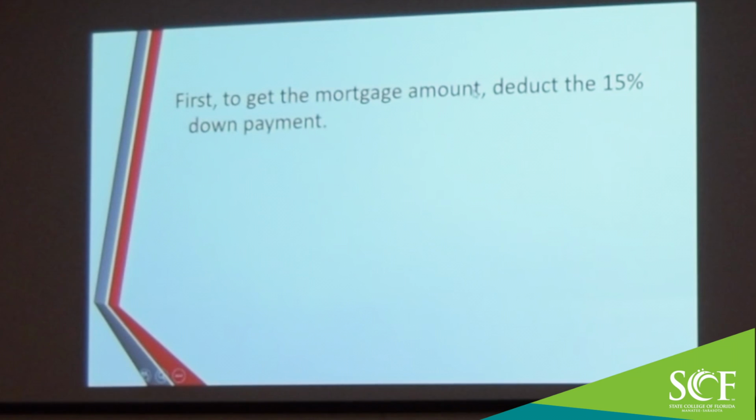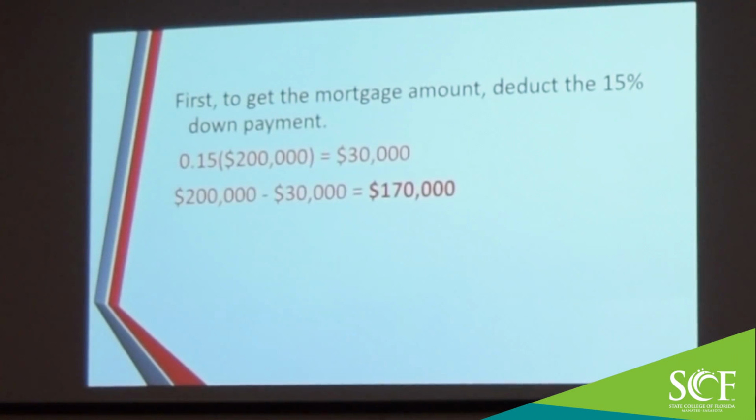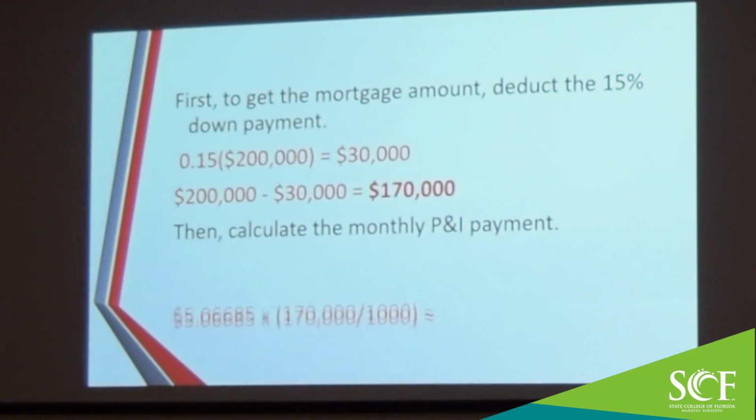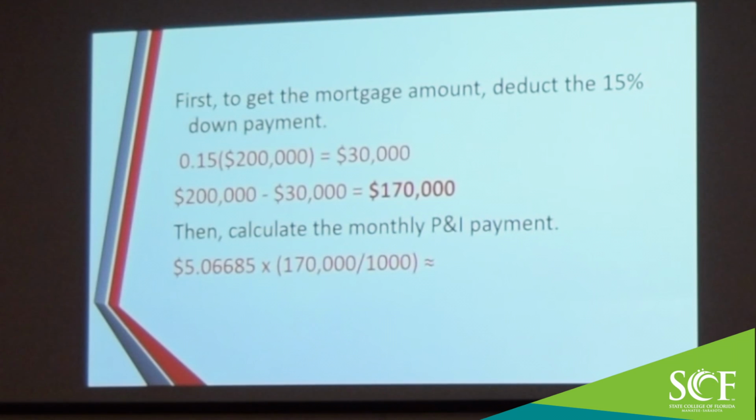So first get the down payment. 15% of 200,000 is 30,000. Subtract that from 200,000, you get $170,000. So you're financing $170,000. You calculate the monthly payment. Okay, so you just take that factor that I gave you before. That number in parentheses is just 170. Okay, you get $861.37 a month. That's pretty accurate. That's an actual mortgage.